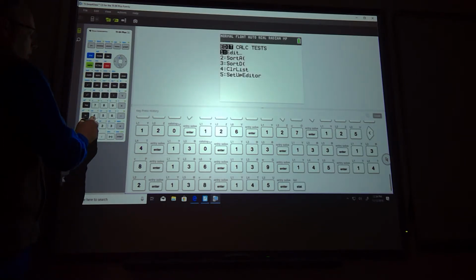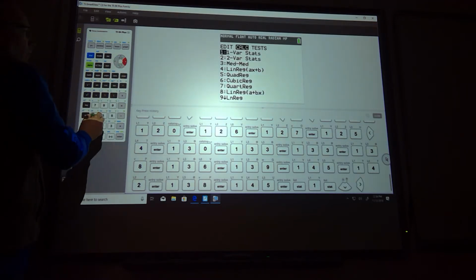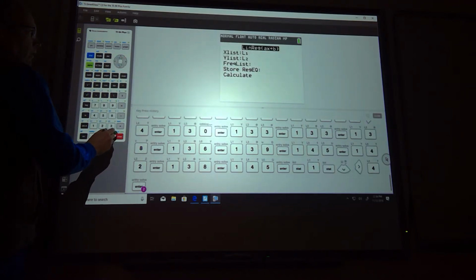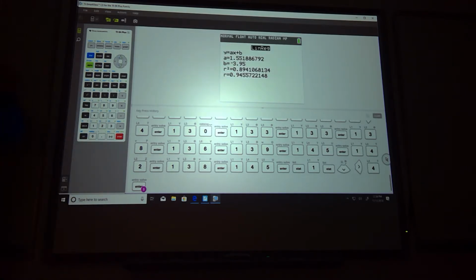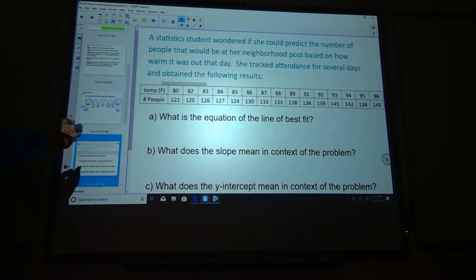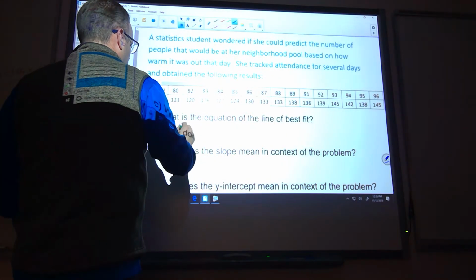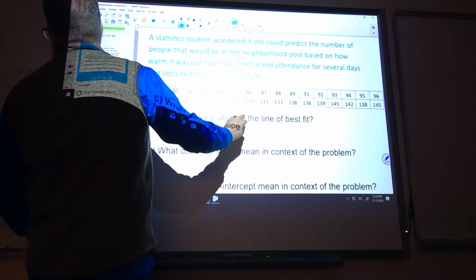All right, stat, calculate, 4, enter. All right, so I have y equals 1.55x minus 3.95, and I have an r value of 0.9456. Okay, good. So with that information, I'm going to go back to this. What is the equation of the line of best fit? Well, I just found it on the calculator. I found it to be y equals 1.55x minus 3.95.